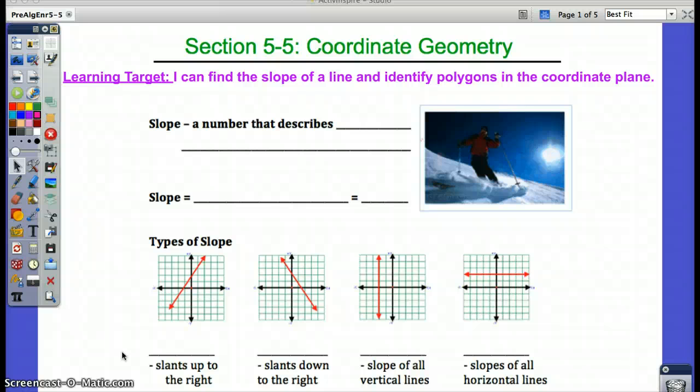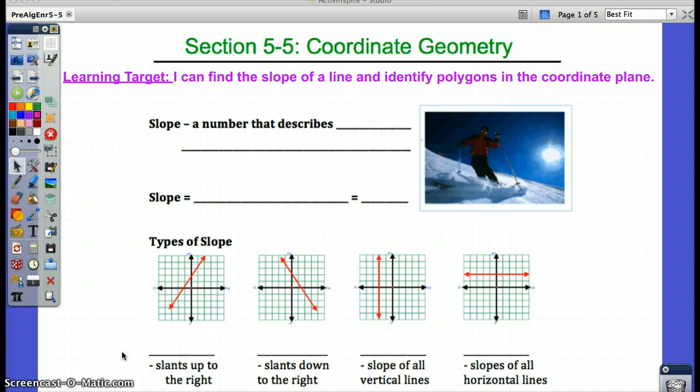When naming polygons, especially quadrilaterals, when naming special types of quadrilaterals, something that might help you to determine what type it is, is the slope. And so that's what we're going to talk about today. We can use slope in coordinate geometry, which is just geometry in a coordinate plane, to help us identify and name the type of quadrilateral we see. Your target then is we're going to learn how to find the slope of the line. We're also going to identify polygons in a coordinate plane using slope.